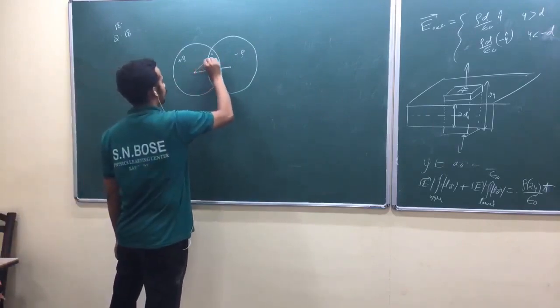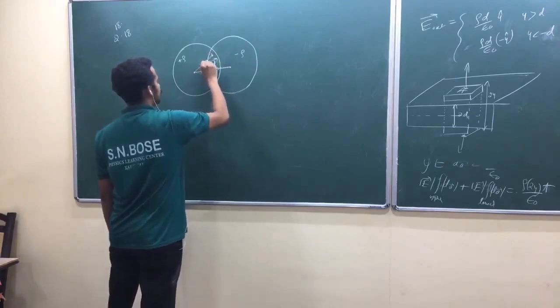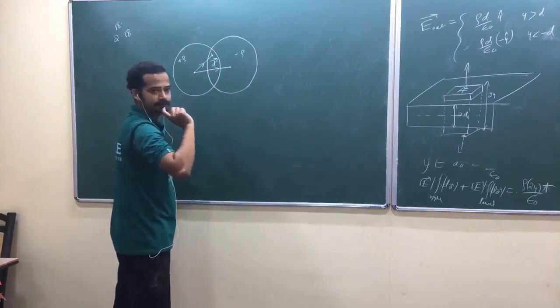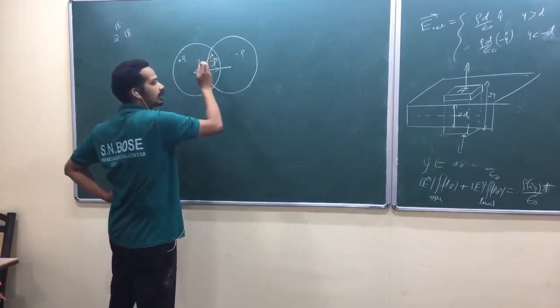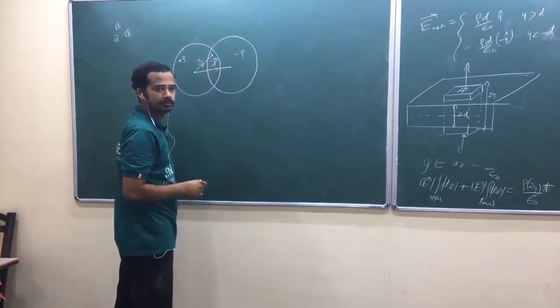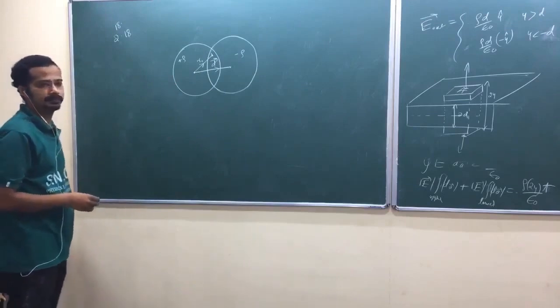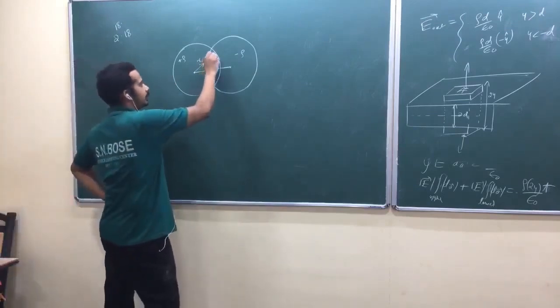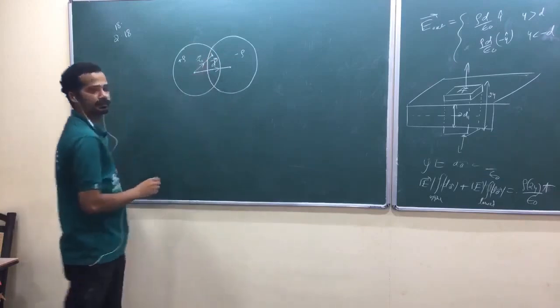Suppose it is at R plus. Can I take it like that? Because I have plus and minus here. Let me call this one R plus, or italic R. So at this point, I am trying to find the electric field. Is that okay? Let me call this one R plus.